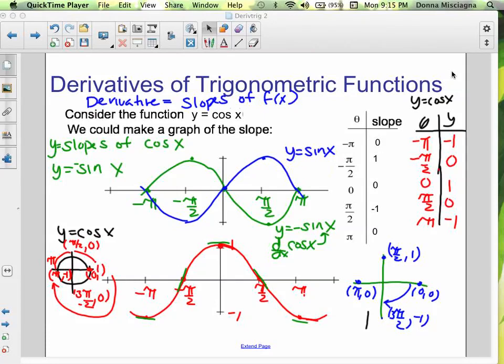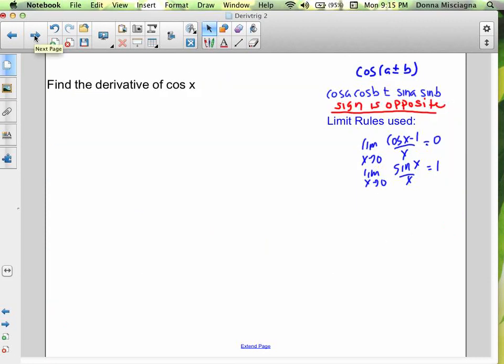So it seemed informally, when we graphed the slopes of y equals cosine x, we seem to get the graph of y equals negative sine x. Let's find out for sure by using the definition of the derivative. You can always use the definition of the derivative to find the derivative, and that's what we're going to do. So we're going to find the derivative of cosine x, right?